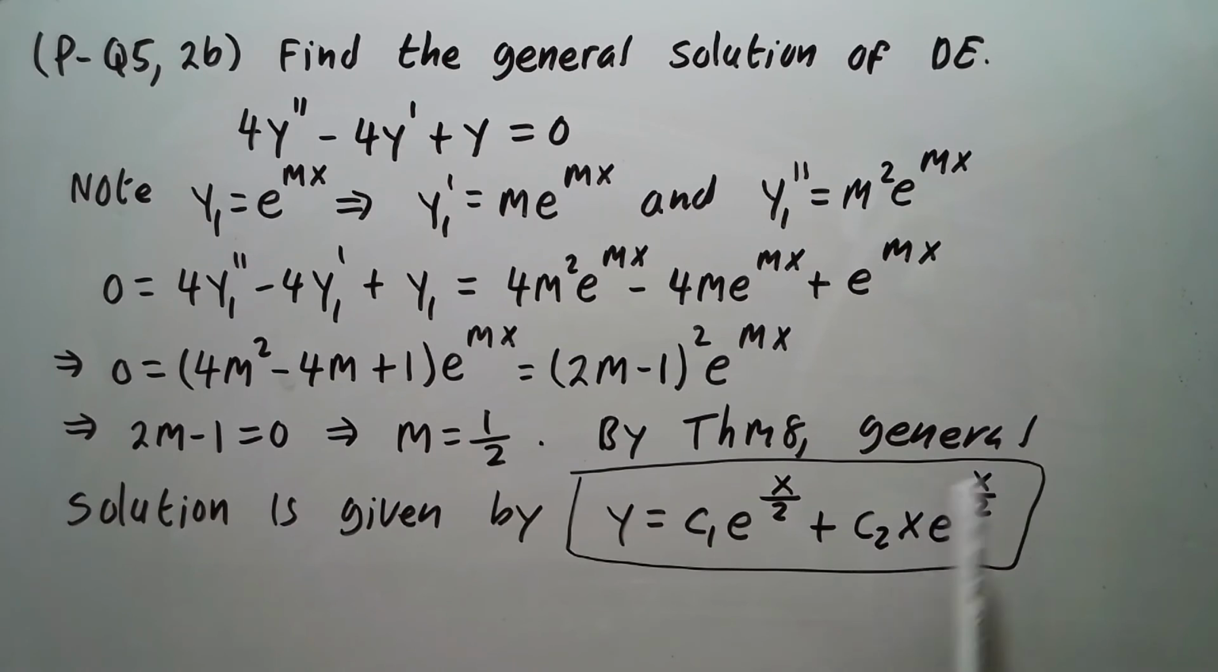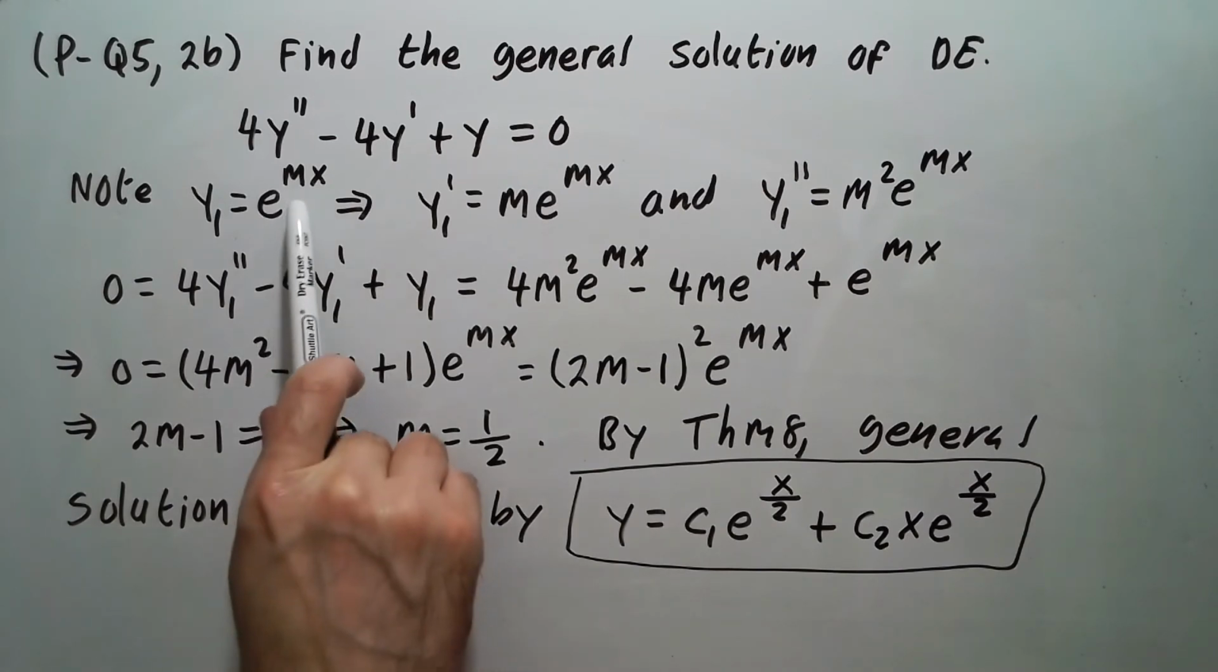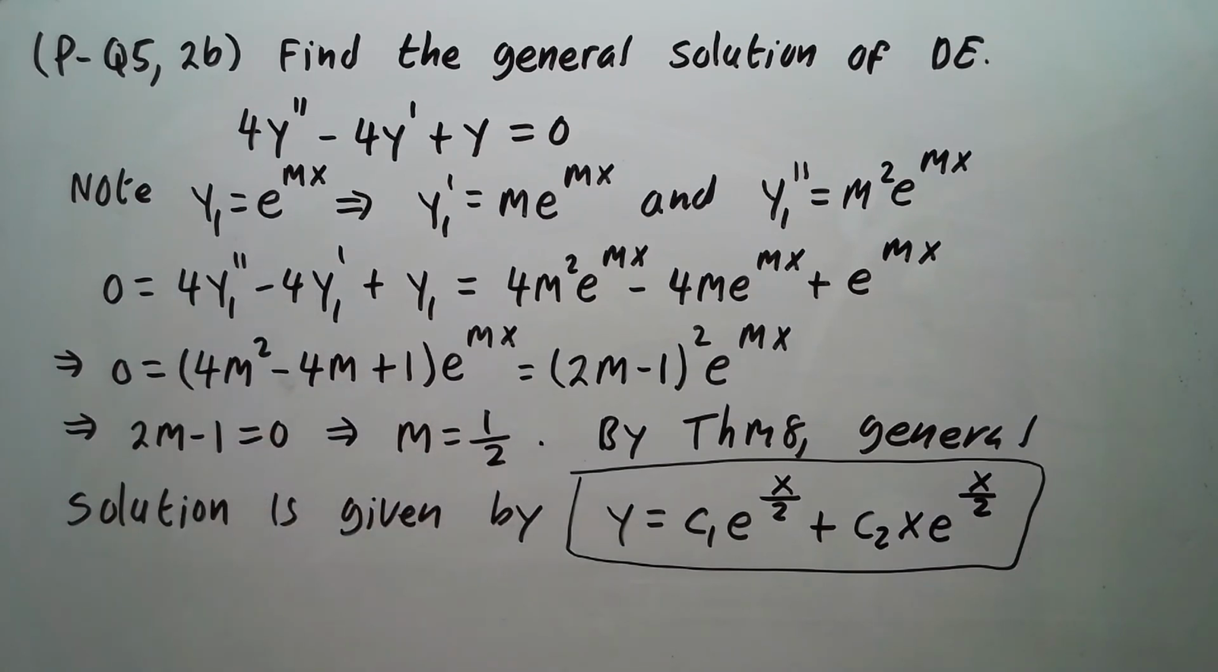By theorem 8 then, the general solution is given by c1 e to the x over 2 plus c2 x e to the x over 2. So it's pretty much our first solution when m is 1/2, so it would be e to the x over 2. And the second solution is x times the first one. So by theorem 8, this will be the general solution. Okay, so we're done with this question. We'll do 2c in the next video, so let's leave it there.